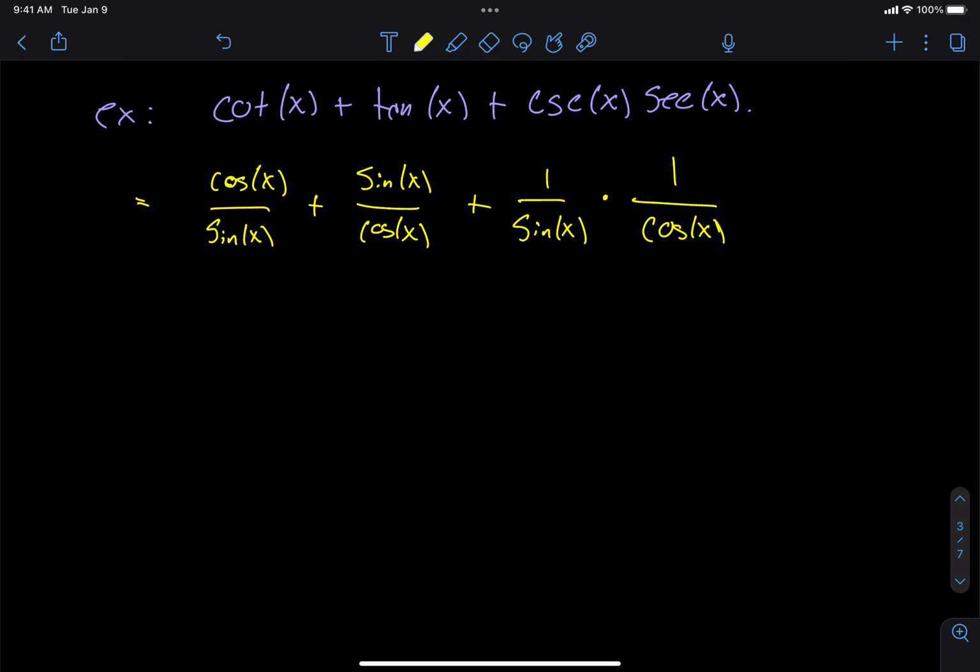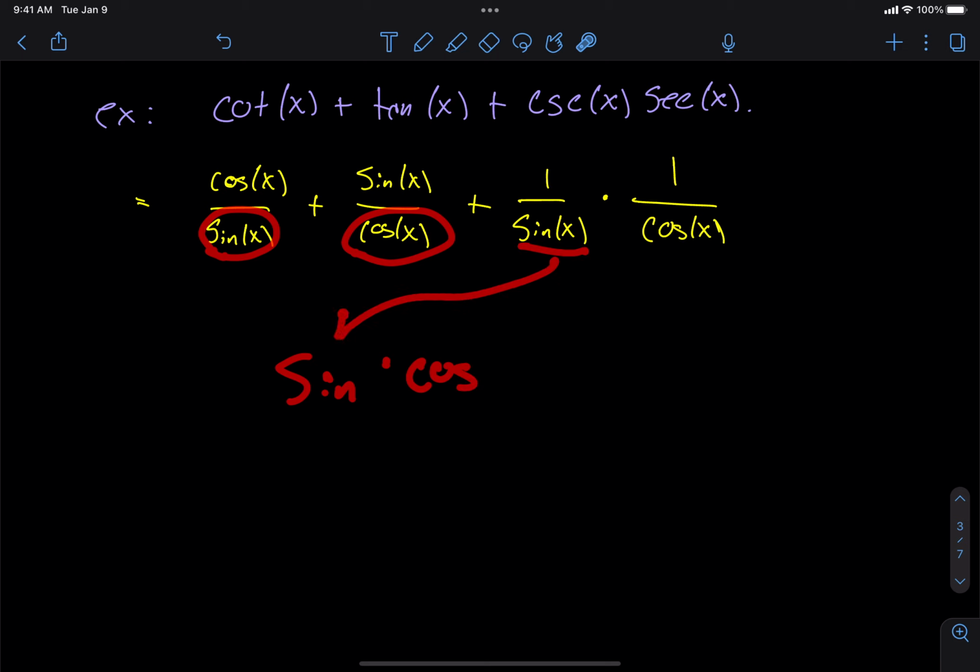Yeah, it's gonna be the product of each unique factor. Okay, so I'm gonna do sine and I'm gonna do cosine. So I get sine times cosine. But because sine is already in this product, I'm not gonna again multiply by another sine. Okay, I'm not gonna do that.